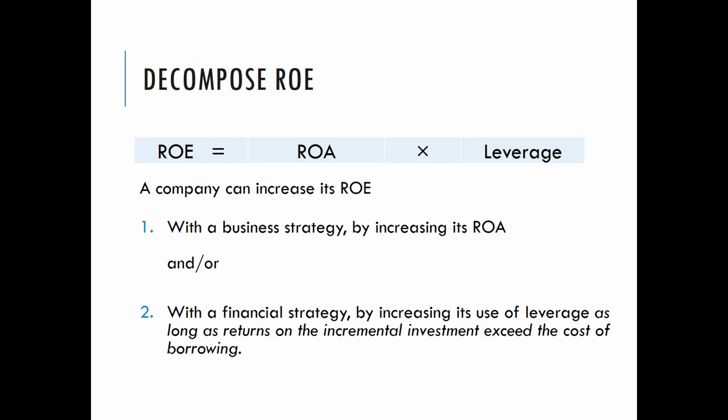So one of them tends to be easier, in the sense that business strategy and trying to increase return on assets is a lot more difficult than trying to just borrow money to fund more growth. So when we're comparing different companies, just because they have the same return on equity does not mean that they're equally good when it comes to their performance. Because what we want to know is how did they achieve that performance, and is that performance sustainable over time?